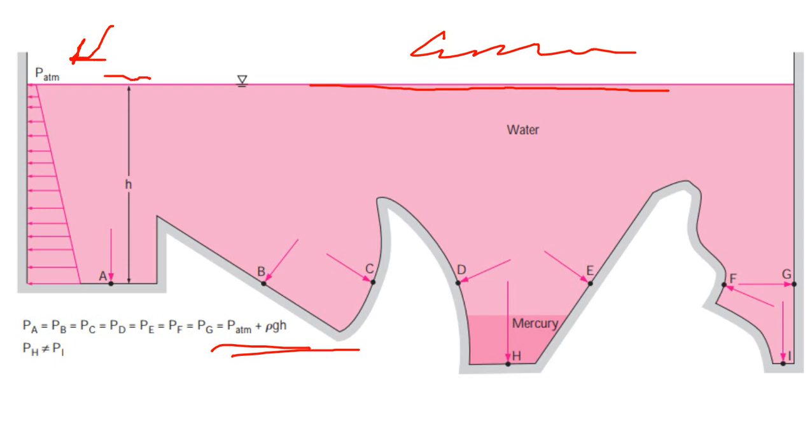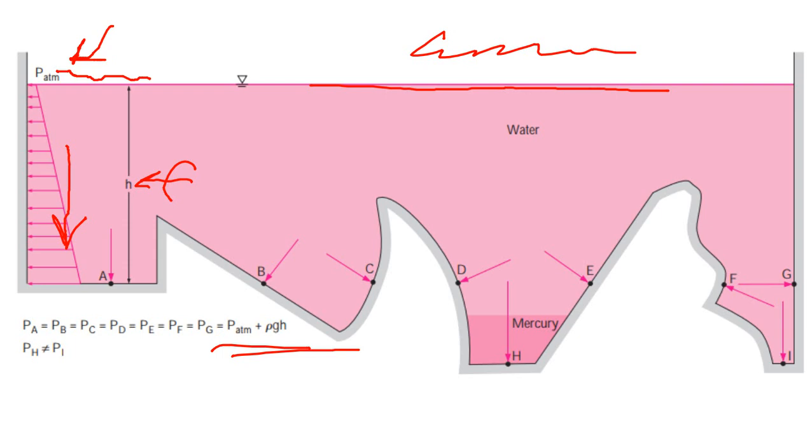So here you see the pressure distribution starts from atmospheric pressure, and as you go down it increases with increase in H. As the depth increases, or as you go down vertically, you have pressure increasing.